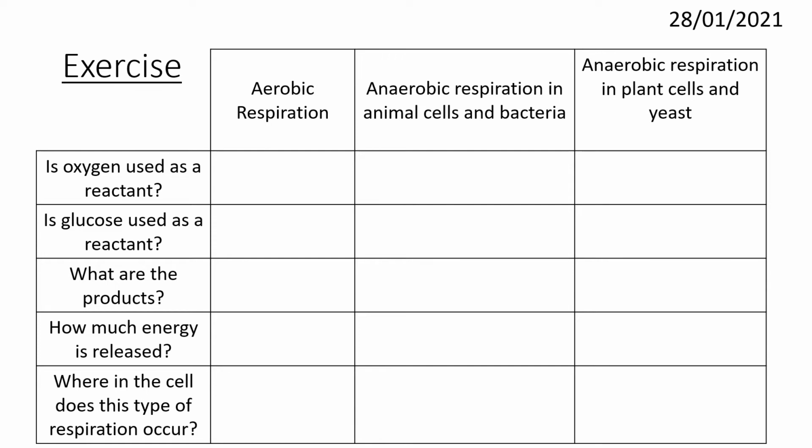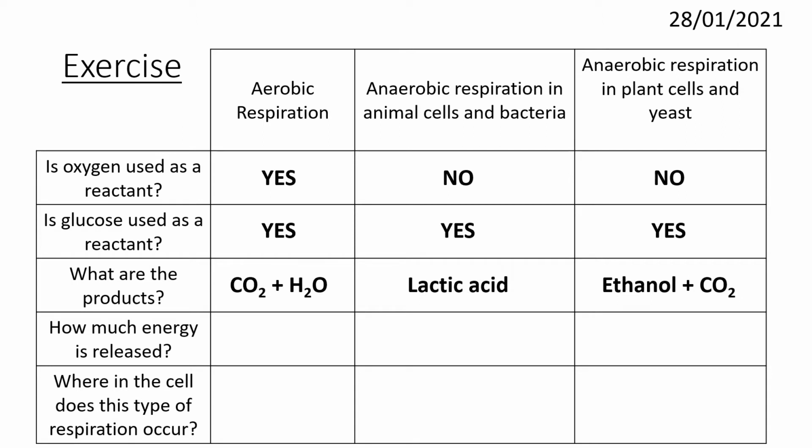In terms of the different types of respiration, well, only aerobic is oxygen used. In terms of glucose, all types, both aerobic and anaerobic respiration, require glucose. In terms of production, in aerobic respiration, carbon dioxide and water are produced. In anaerobic respiration in animal cells and bacteria, glucose is converted into lactic acid, but anaerobic respiration in some plants and in yeast means that we produce ethanol and carbon dioxide.